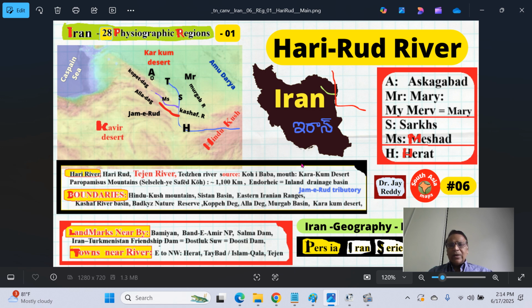The towns on the side are from the eastern side. It is in the Ghor province, the historic Ghor. There is a Ghor dynasty as ruler there, and the Bamiyan town is nearby where the Buddha statues are, and the Herat town and Taybad town and Islam Qala, finally Tejen River.